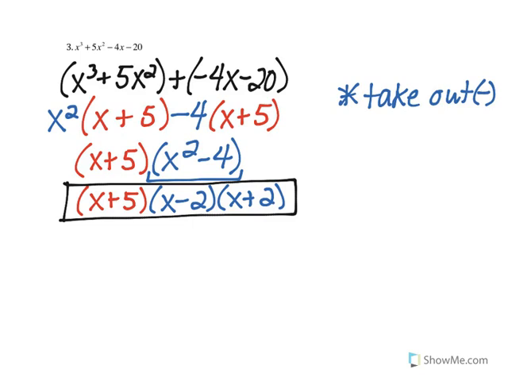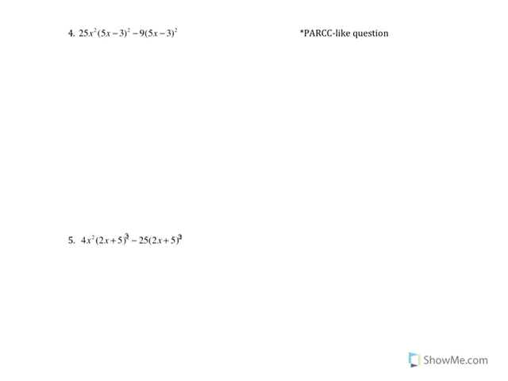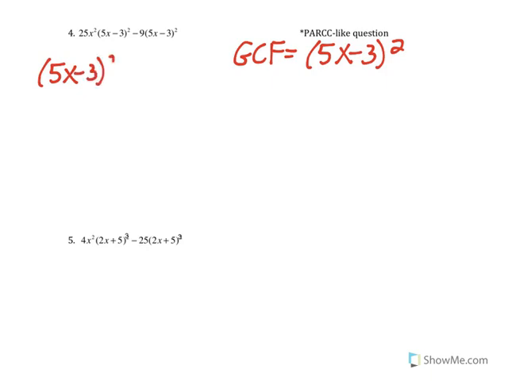Alright, our last examples are a little weird, but these are kind of part-like questions. You have a like term, but now the GCF in this case is going to be the parentheses squared or the parentheses cubed. So in this case it's 5x minus 3 squared. Okay? So we're going to take that entire piece out. It's already kind of grouped for you. We'll pull out the 5x minus 3 squared from each. And then what's left is going to be the 25x squared minus 9.